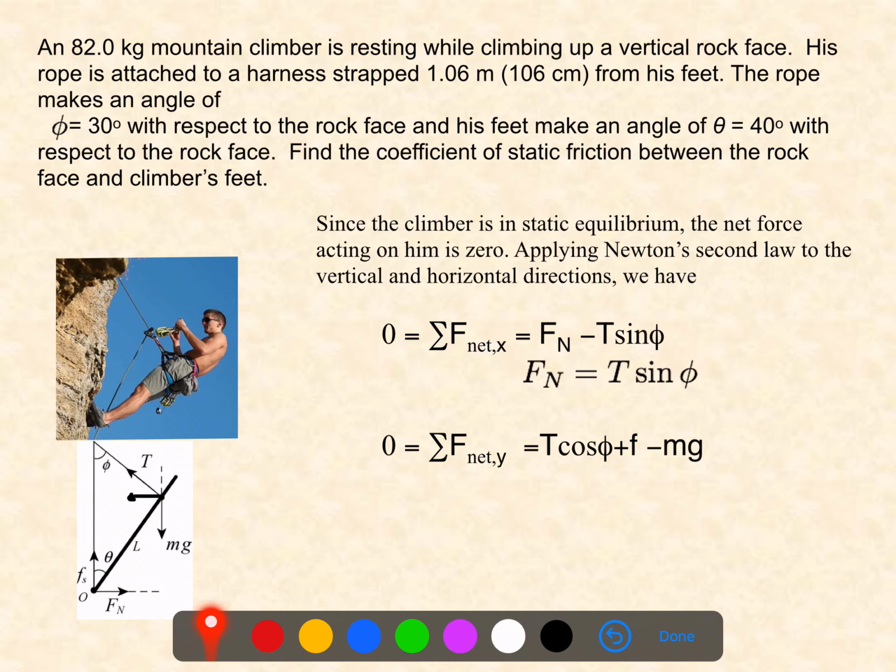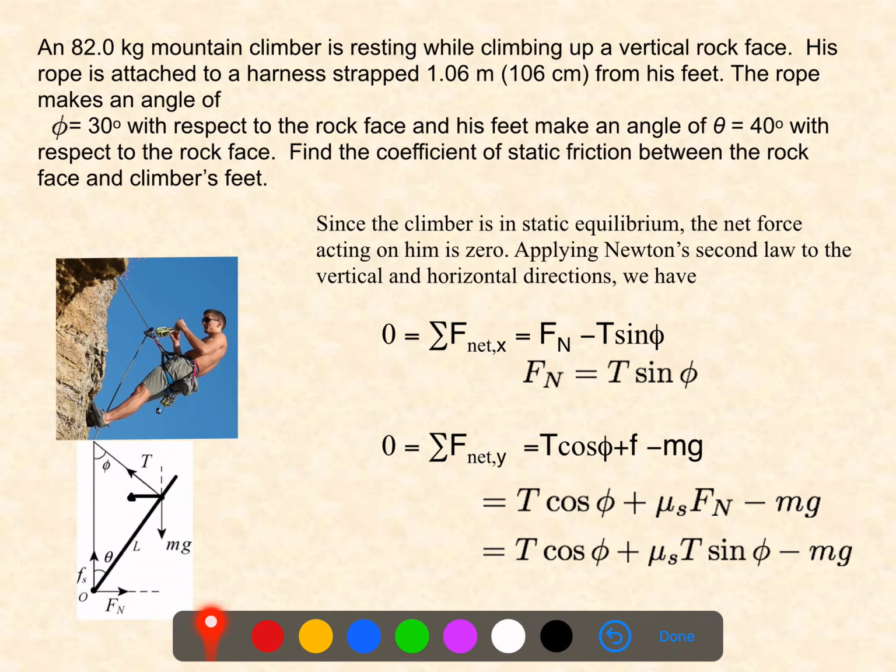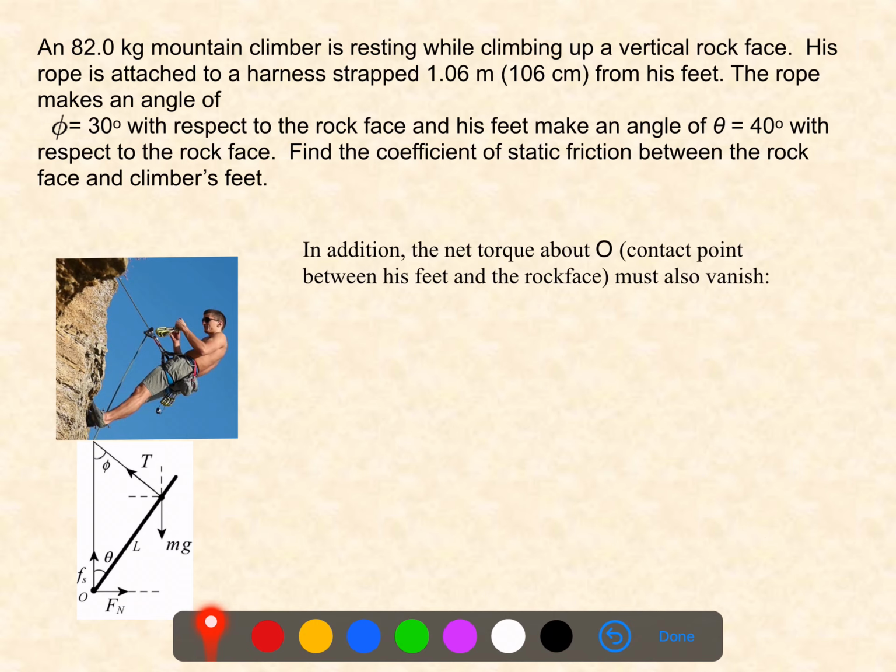So the first equation basically just tells me that the normal force is going to be equal to this x component of the tension. The second equation can be fleshed out a little bit by specifying what we mean by the friction force, that this is mu times the normal force. And what we learned from the previous equation was that the normal force equaled T sine of phi, so I can make that substitution in here to arrive at this expression here.